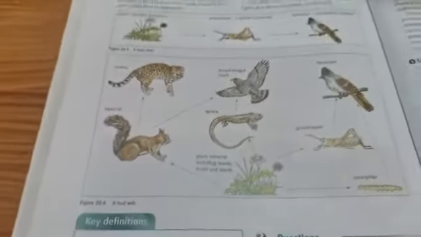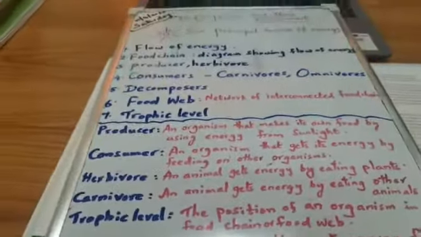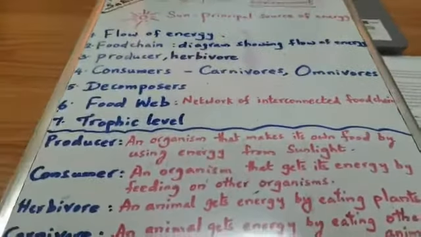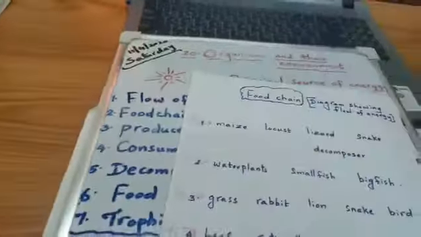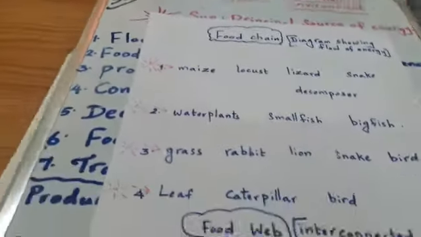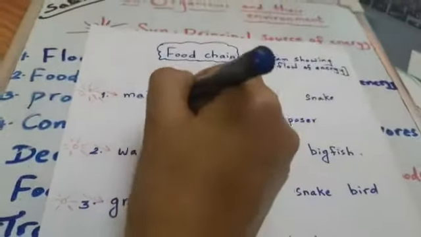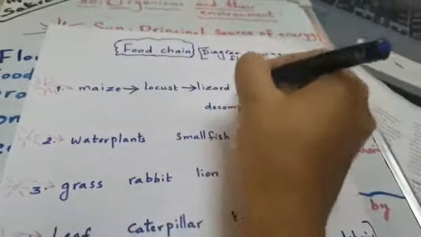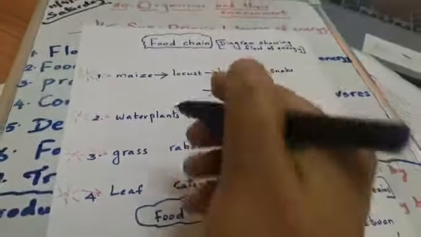So you can see the definitions here, food chain and food web. These are the things you want to learn from this unit. We are learning a small portion now, and after that we can continue. If you are looking here, you can see some examples of food chains. From maize, to locust, to lizard. If I am drawing the arrow, it shows the energy flow. The arrows show the energy flow.